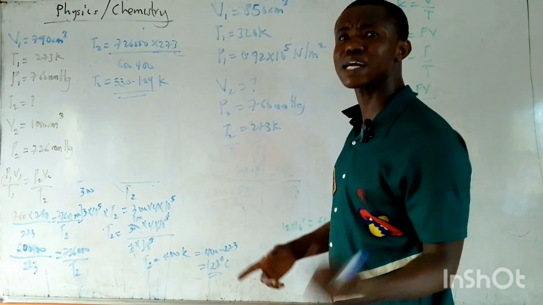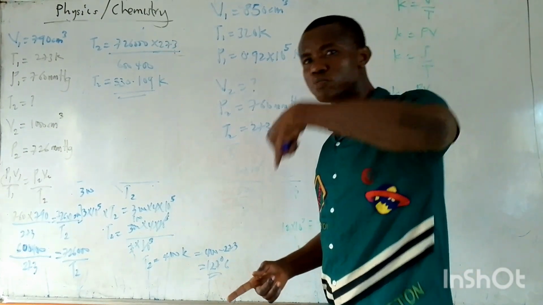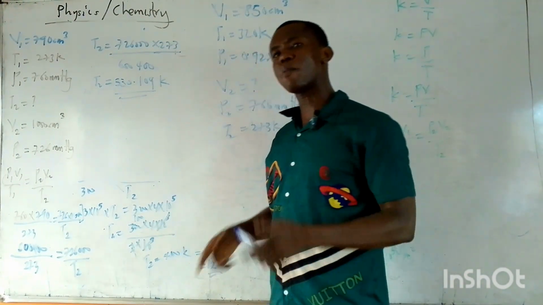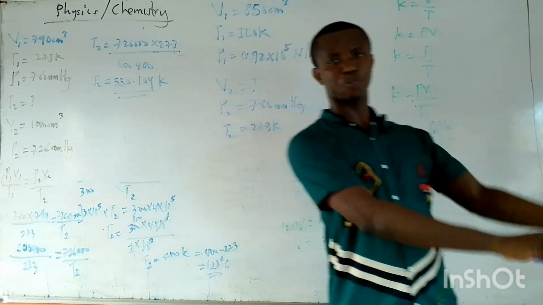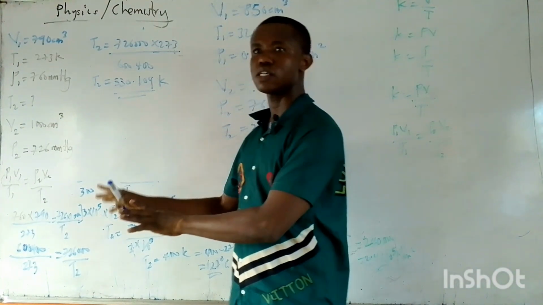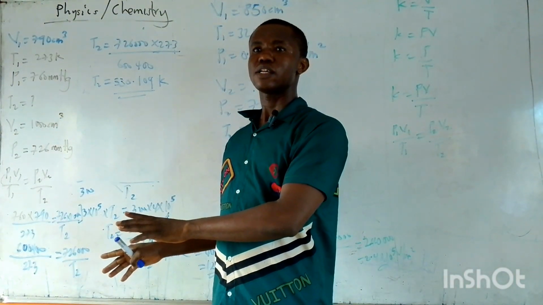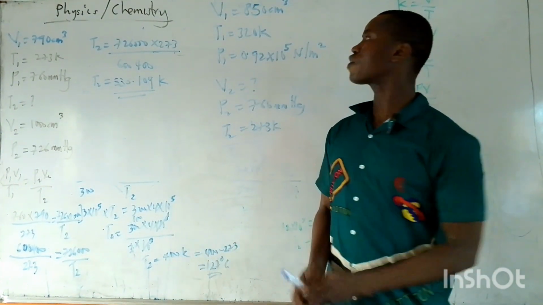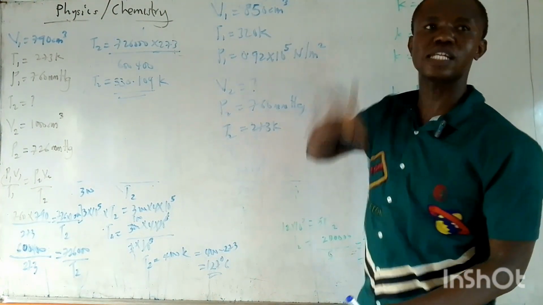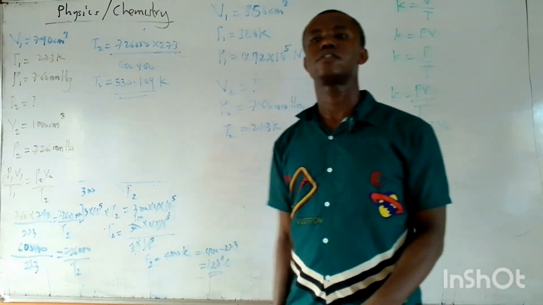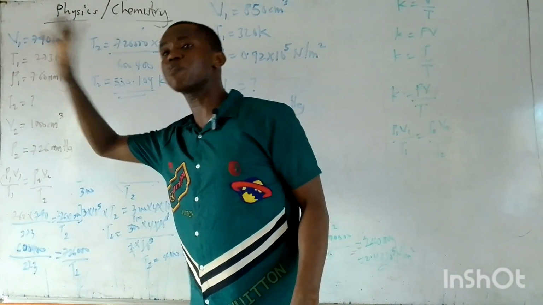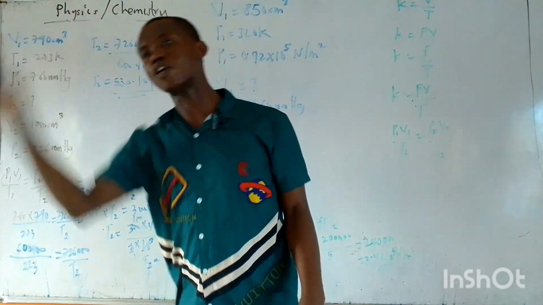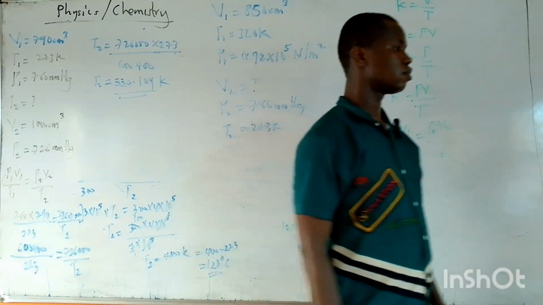Now they say calculate the volume at STP. Formally, they gave you STP. They say you calculate. Are you getting it? That means the STP is the final. They've given you the initial here. The STP is now the final. In the previous one, STP was initial, and that's if you calculate final. Do you understand?